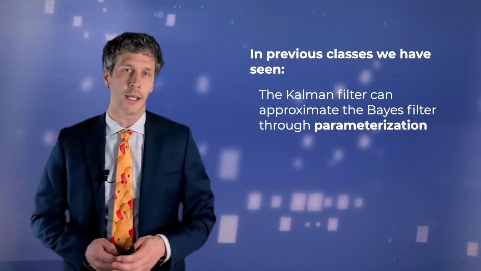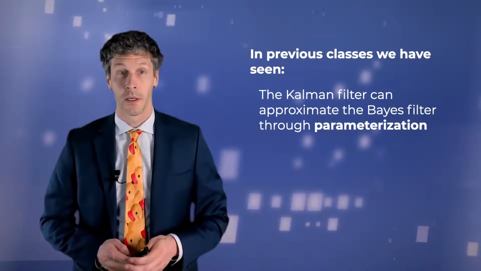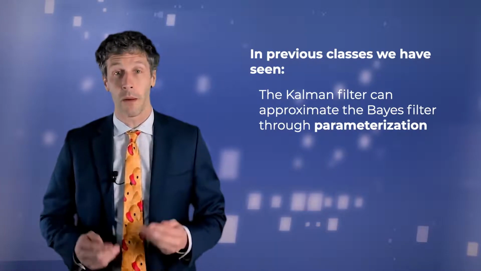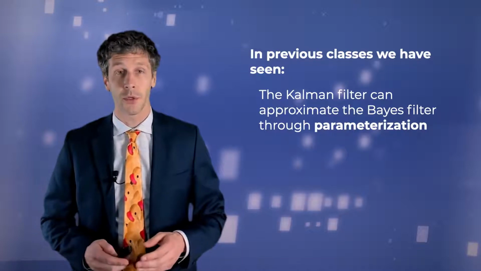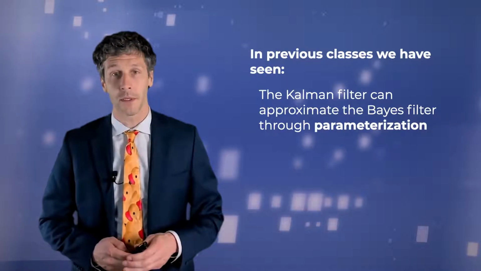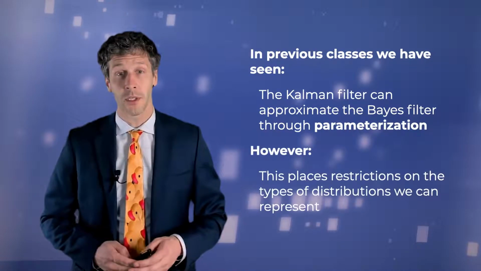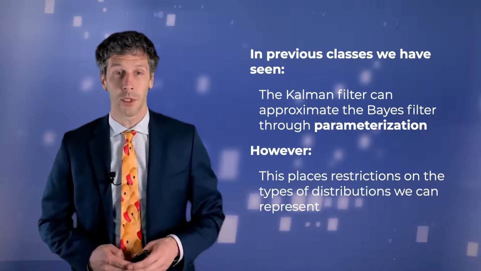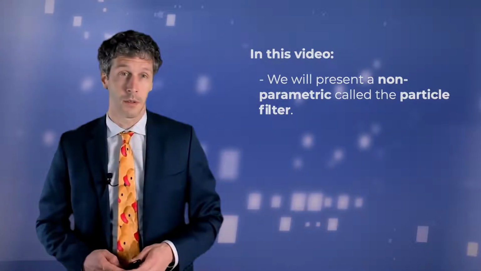In the previous class, we have seen one way that we can approximate the Bayes filter with the Kalman filter. This was achieved by assuming a parametric class for the model distributions, i.e. Gaussian. This reduces the hard-to-compute integrals in the Bayes filter to simple linear algebra operations. However, this Gaussian assumption does limit the types of distributions that we can represent. A method of approximating general distributions is with the particle filter.